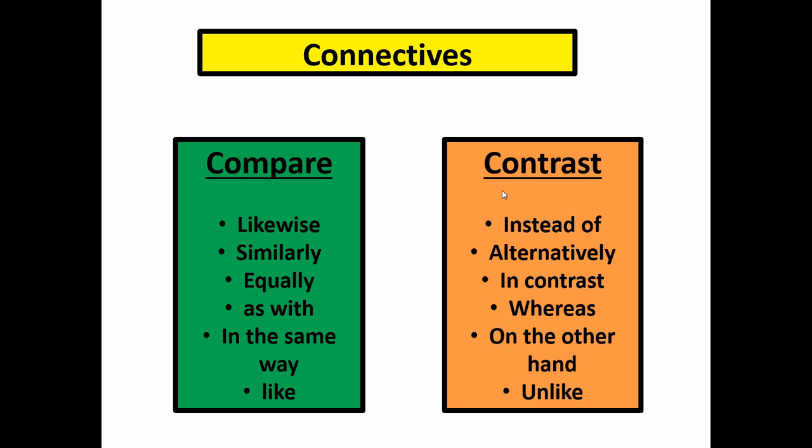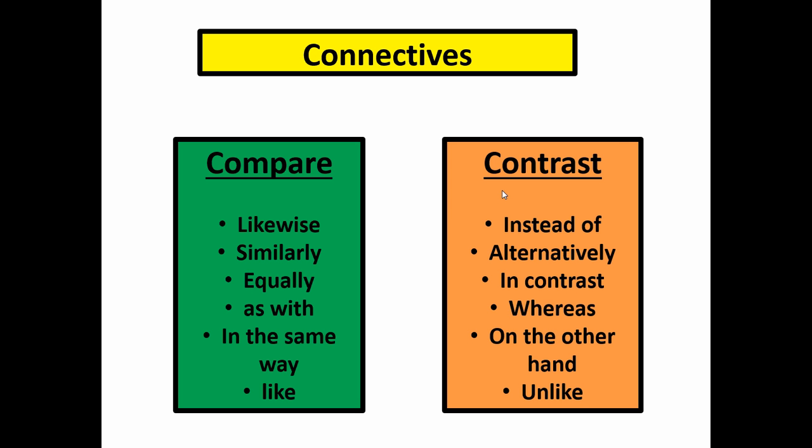By using those words with the information you already know, it will allow you to develop your answers and at the same time make sure you're giving the examiner what they need to see, which is comparing. And if you're contrasting, you use connectives such as instead of, alternatively, in contrast, whereas, on the other hand, and unlike. Again, by using these, you know that you're using the right words to talk about what is different. You're contrasting.